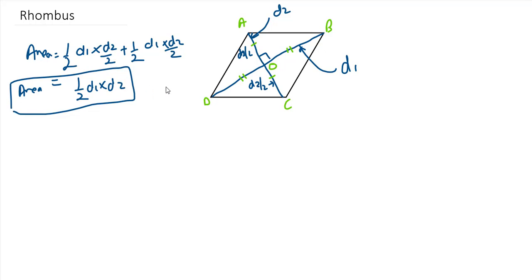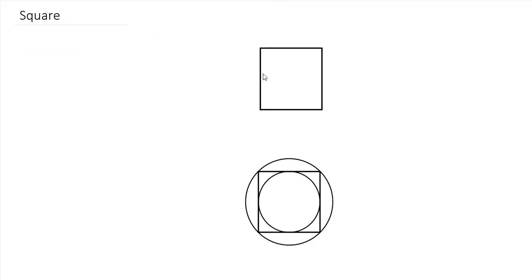Please remember that in a rhombus, the length of all the four sides are equal and the adjacent angles are not 90 degrees. These are not 90 degrees. Okay, let's see now what is a square. A square is also a parallelogram. That means opposite sides are parallel, and in a square, the length of all the sides are equal. In addition to that, the adjacent angles are 90 degrees. So all these angles are 90 degrees.